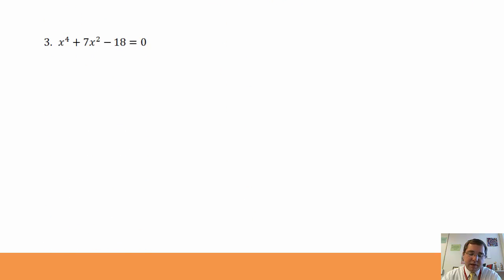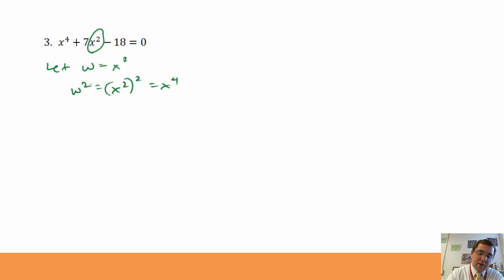Number 3, x to the fourth plus 7x squared minus 18 equals 0. If we let w be x squared, again it's the thing in the middle term, then w squared is x squared squared, which is x to the fourth. So the x to the fourth is w squared plus 7 times w minus 18 equals 0. Alright, is this factorable? There are two numbers that multiply together to give us negative 18 and add together to give us 7. How about positive 9 and negative 2.